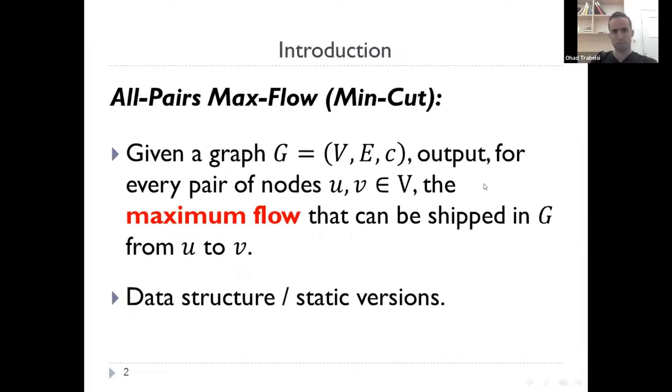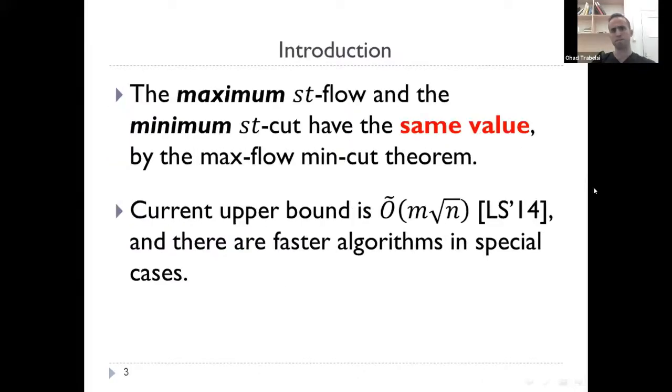So the topic of this lecture is the all pairs max flow problem, or all pairs min cut. In this problem, we are given a graph, and we need to output for every pair of nodes the maximum flow that can be shipped between them. We are going to look at the data structure and the static versions of this problem. Now, let me remind you that the maximum s-t flow and the minimum s-t cut have the same value by the max flow min cut theorem.